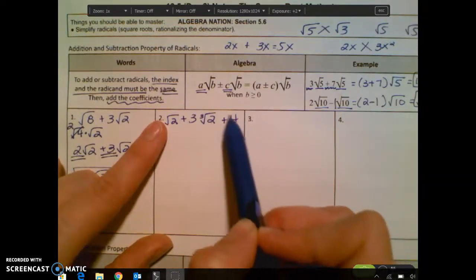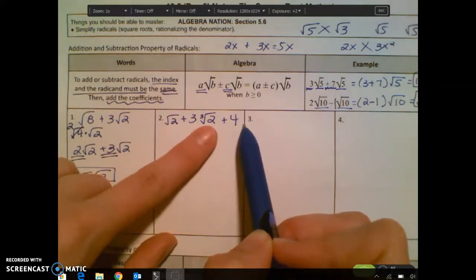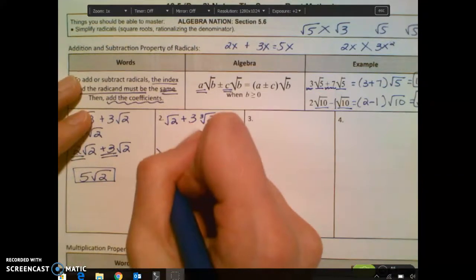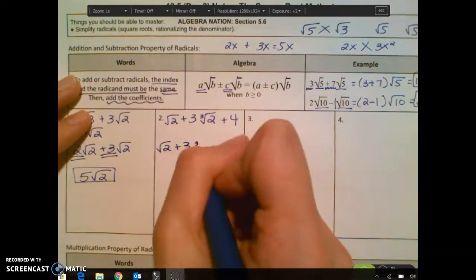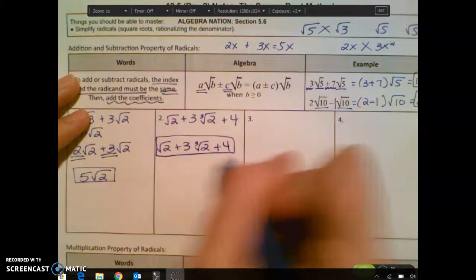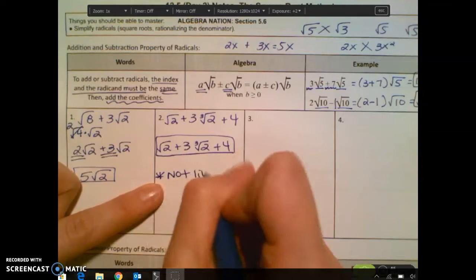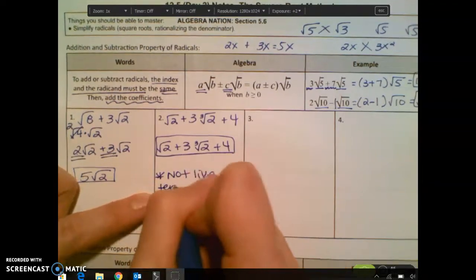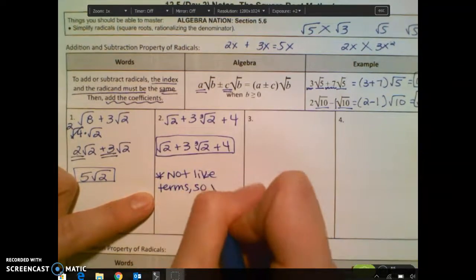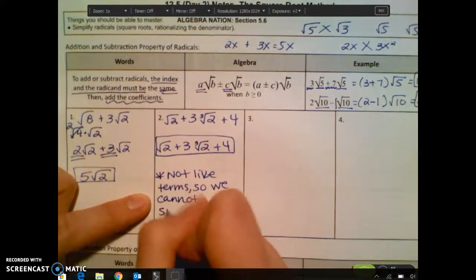And that 4 is just a constant. It doesn't have a root 2. It doesn't have a cube root 2. So we actually can do nothing to this. So our answer is just the problem. And let's write a little explanation here. These are not like terms, so we cannot simplify.